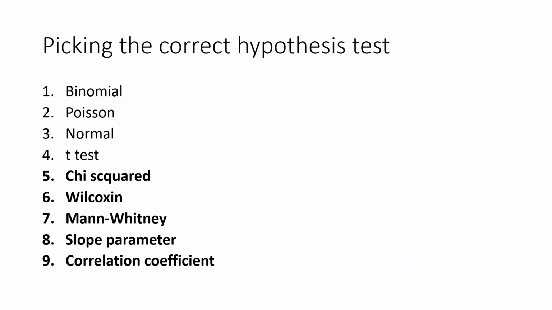The next step is picking a correct hypothesis test. And this is done through the data you're given and how it's given to you and some assumptions that you might have to make. So the hypothesis test can range from anywhere from binomial to Poisson, normal, t-test, chi-squared, Wilcoxon, Mann-Whitney, slope parameter, and correlation coefficient. Everything below chi-squared and including chi-squared we haven't covered yet, and I'll cover in a future lesson.